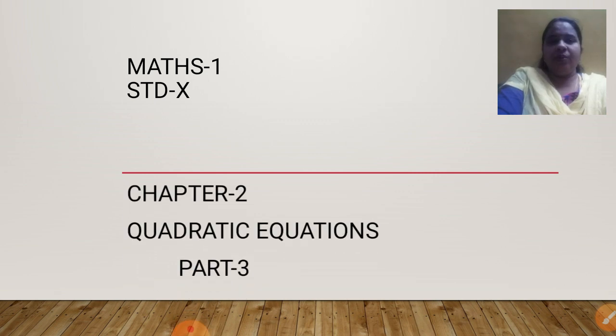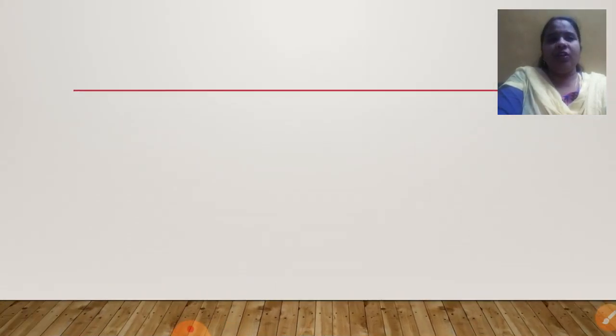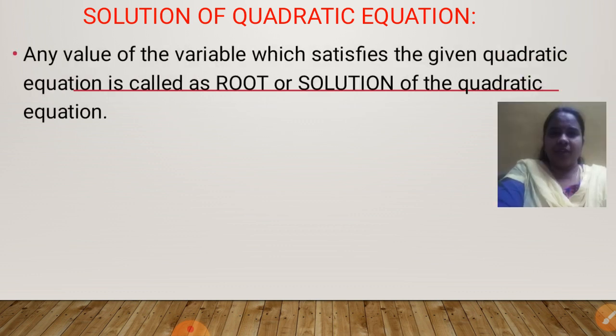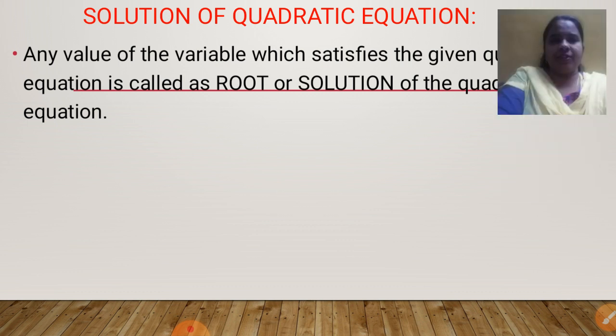Today also, we are going to continue with our second chapter, that is quadratic equation part 3. In the previous session, we have finished with roots of quadratic equation or solution of quadratic equation and solved few sums based on this from exercise 2.1. Let us quickly revise the basic definition. Any value of the variable which satisfies the given quadratic equation is called as root or solution of the quadratic equation. I hope you remember this definition.